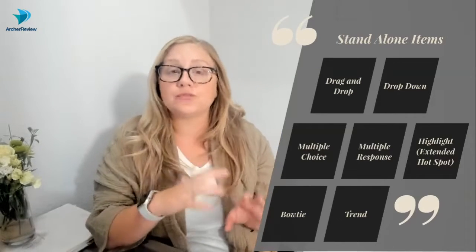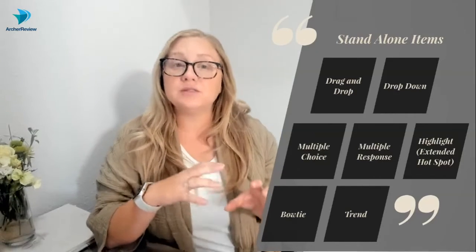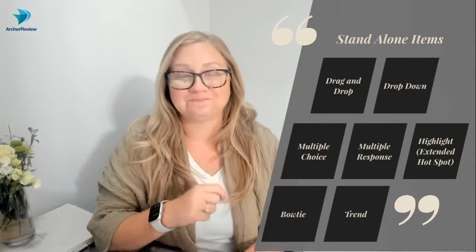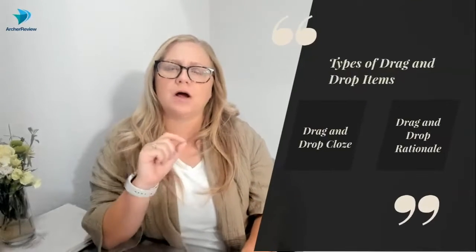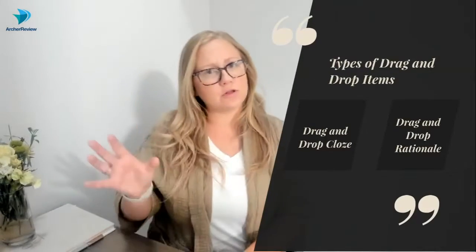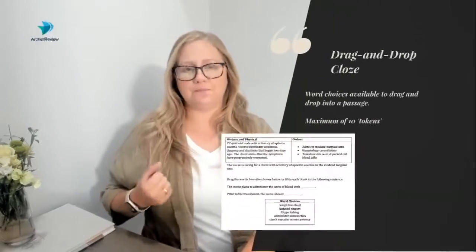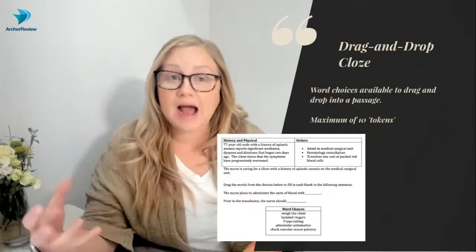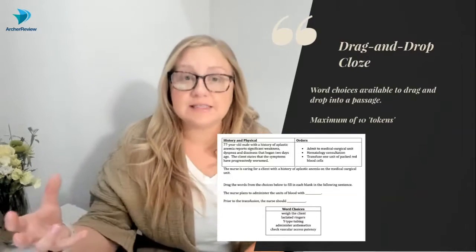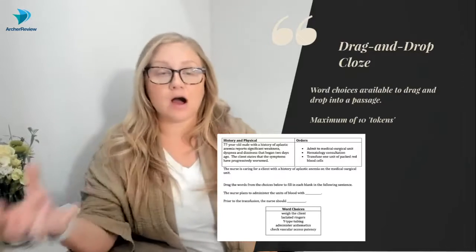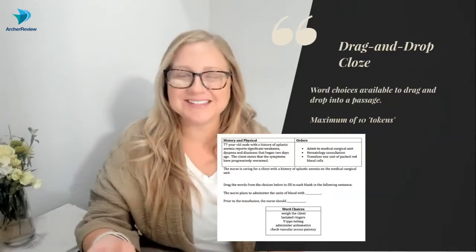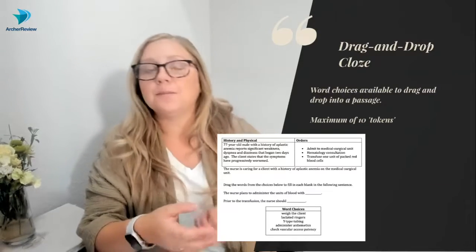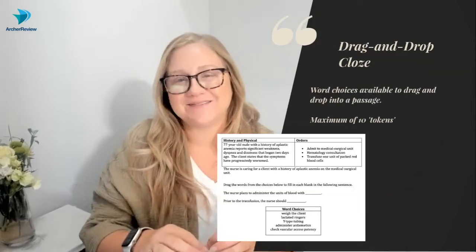And we have quite a few different response types that you could see in NCLEX Next Gen on a standalone item. The first will be drag and drop item responses. And you could see this as a cloze or as a rationale. In drag and drop cloze, you'll have a sentence, a phrase, a passage with a few blanks in it. And then you'll have a list of options. We call these options tokens. A word, a phrase, a number, that you'll be asked to drag and drop into the appropriate blank.